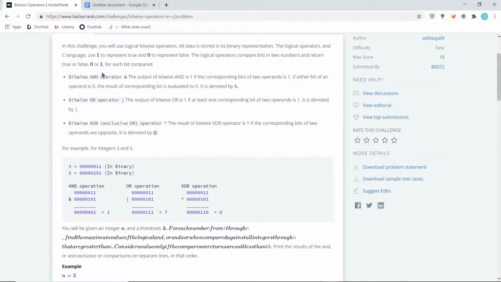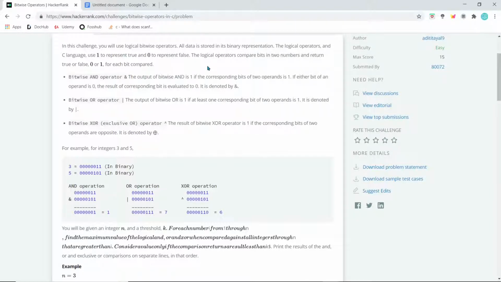So the problem statement says in this challenge you will use logical bitwise operators. All data is stored in its binary representation. Okay, so we are going to use bitwise operators and the data stored is binary, right? The logical operators in C language use 1 to represent true and 0 to represent false. This is the case with most languages. 1 is used to represent true value and 0 is used to represent false value. The logical operators compare bits in two numbers and return true or false, 0 or 1 for each bit compared.